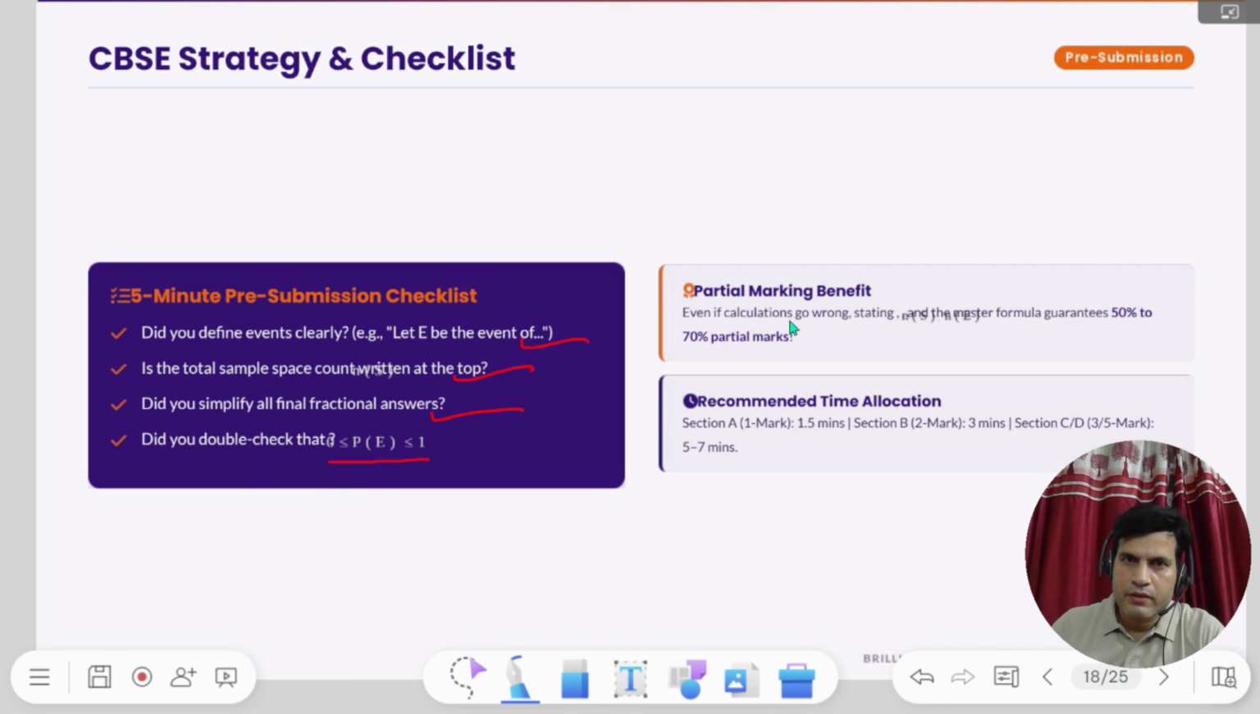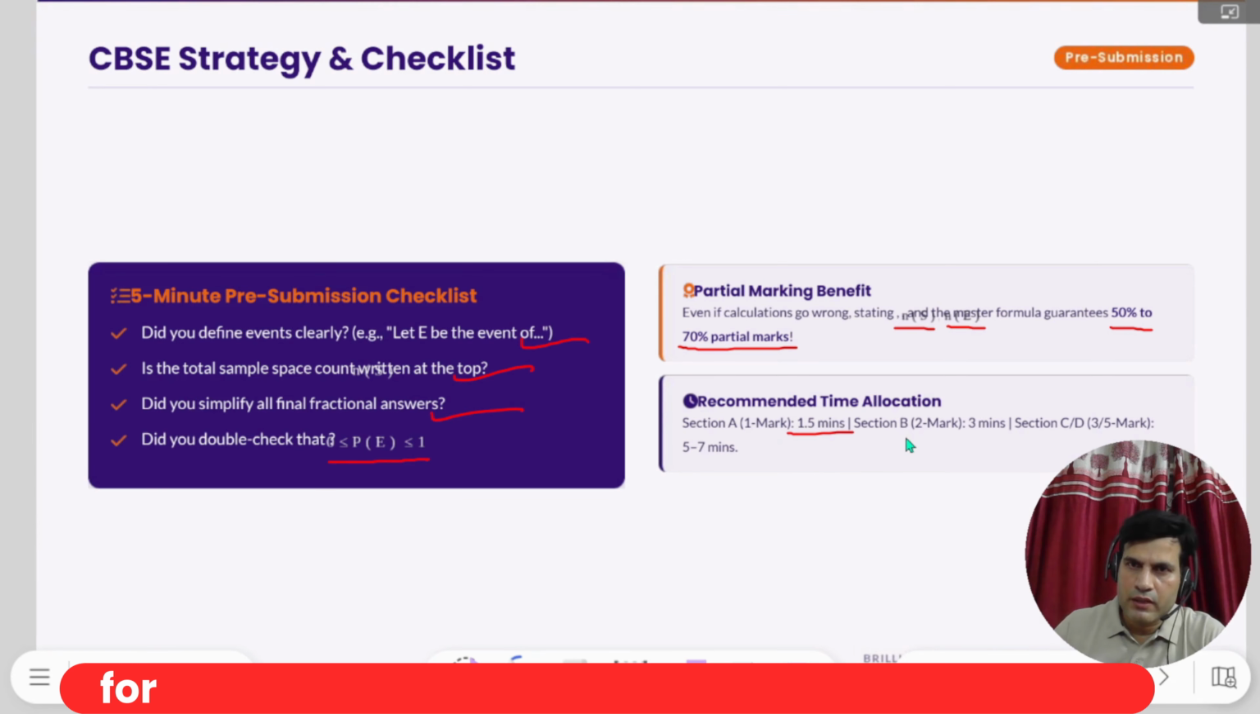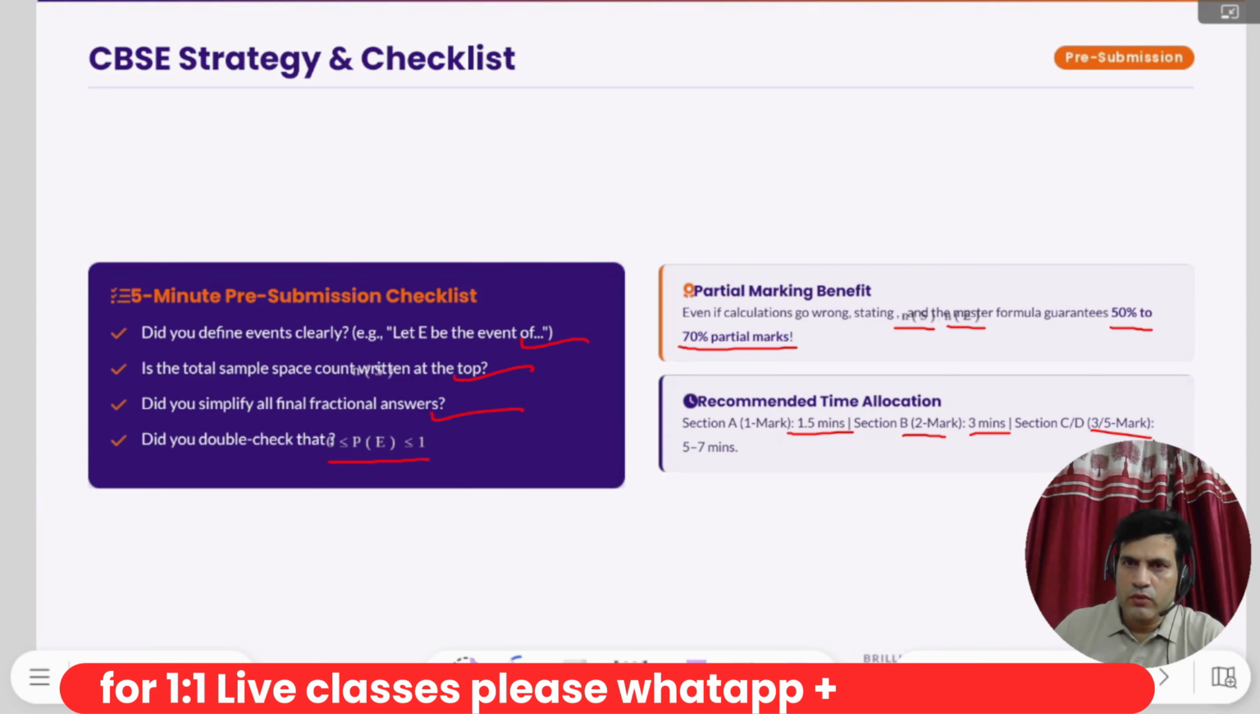Partial marking benefits: even if the calculation goes wrong, stating the total sample space or event formula guarantees 50% to 70% partial marks. Recommended time allocation: Section A, 1 mark, 1.5 minutes; Section B, 2 marks, 3 minutes; and Section C or D, 3 to 5 marks, you have 5 to 7 minutes to give.